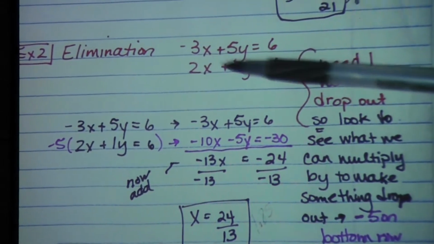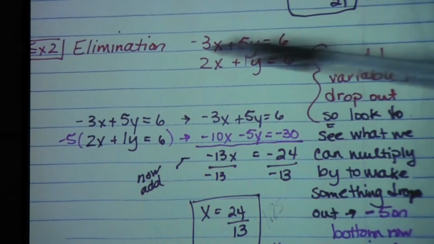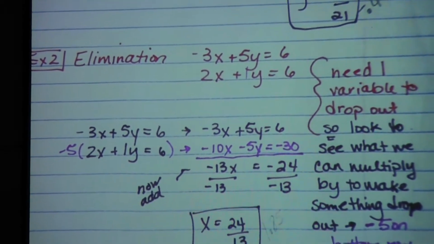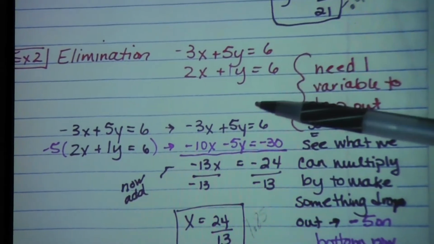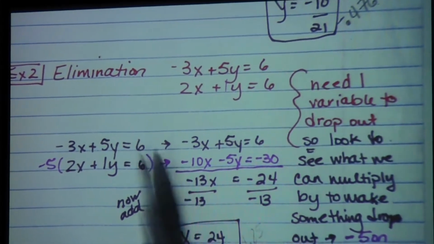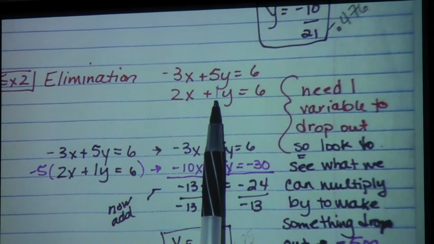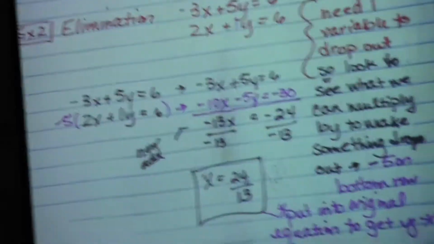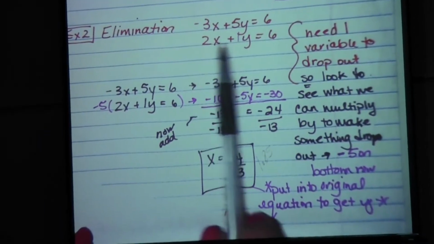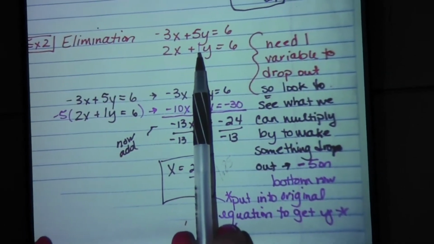But as long as I multiply the whole row, the whole thing, by the same number, it keeps the equation equal. So we can multiply the entire thing by the same number. So I always look for a 1 or something really easy that I can multiply by. And so I looked at this and said, okay, I have a positive 5 and a 1. If I want that to drop out, this number is going to have to be negative 5.